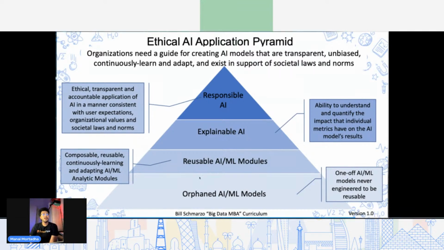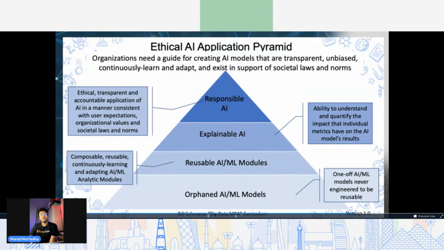As we see here, the basic AI models are at the bottom of the pyramid. The orphaned AI models are AI/ML models never engineered to be reusable. Then come the reusable AI/ML models: composable, reusable, continuously learning and adapting AI/ML analytics models.